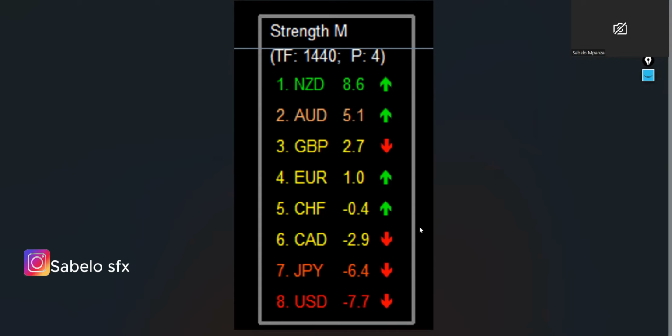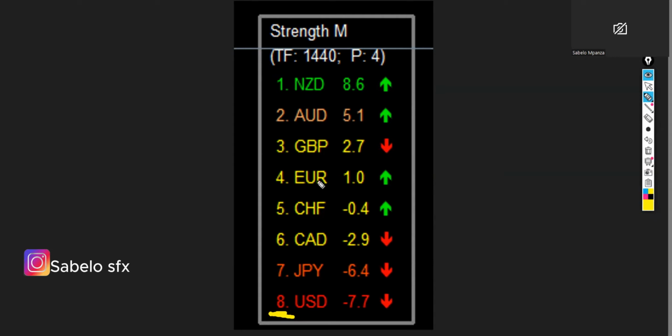So this is how it works. We are going to have some drawings here. It works in all major currencies, 8 of them. We have NZD, AUD, GBP, Euro, CHF, CAD, JPY, and USD. So we have 8 major currencies, as you can see. Then this indicator is going to tell us the strength of each and every currency. Is it weak or is it strong or is it neutral?